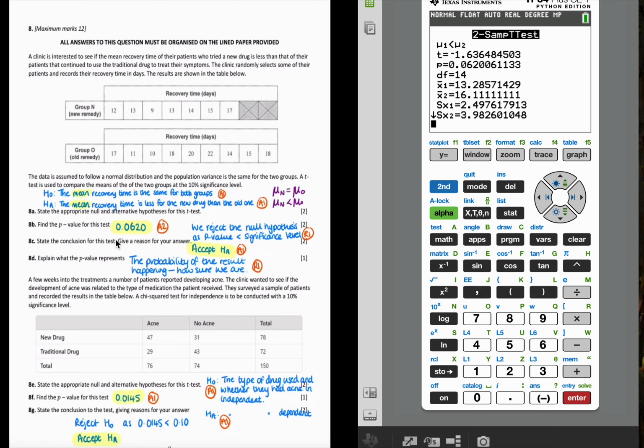Make sure that you write that to 3 significant figures. Even though there is a 0, you need to write that 0 in to show that it's 3 significant figures. And then you're going to state the conclusion.